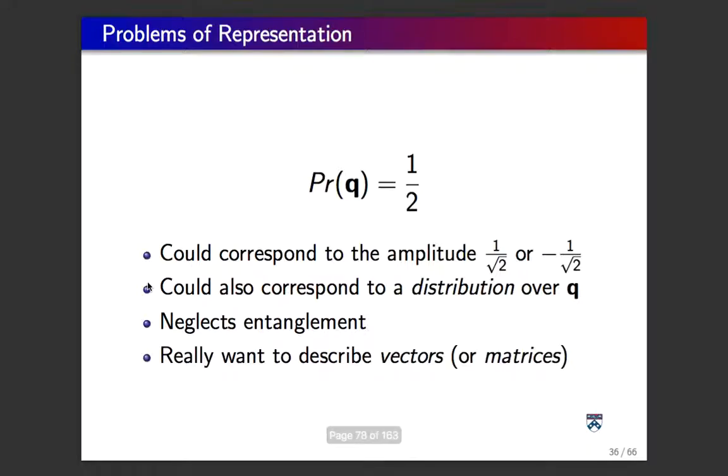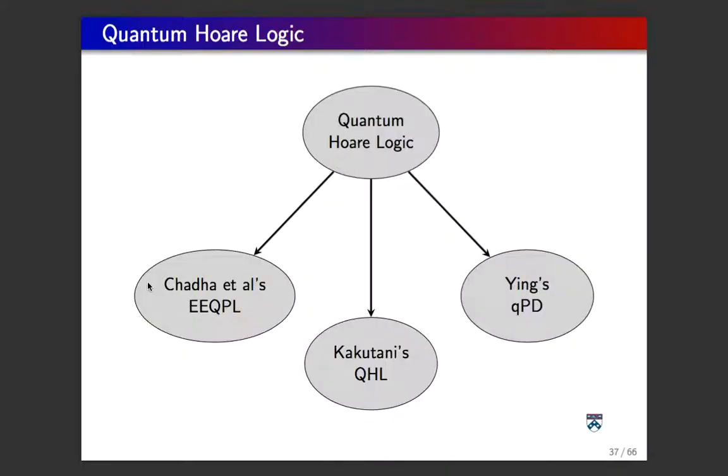We want to reason, probabilistically, about vectors that represent quantum states, or possibly matrices, but we'll get into how matrices represent quantum states in a little bit. So there are 3 quantum Hoare logics that I'm going to present, and all of them take a slightly different approach to this question. So the first is Ying Shada, Mateos, and Cernatus again, EEQPL, and this is EEPL, EPPL, advanced to the quantum stage.